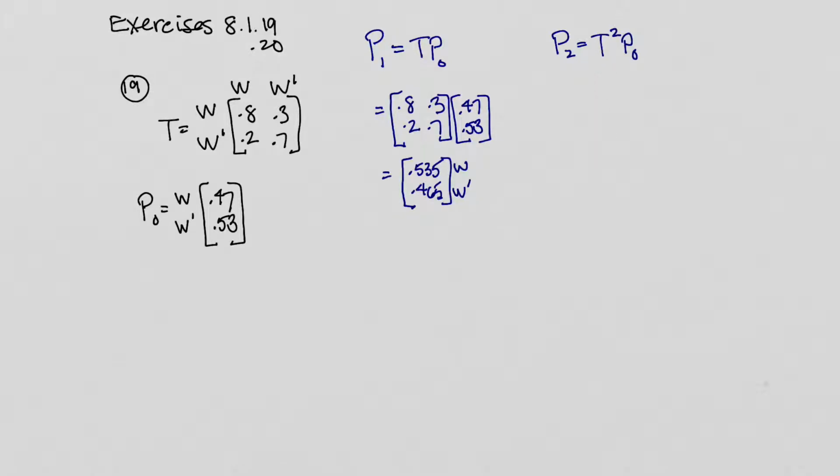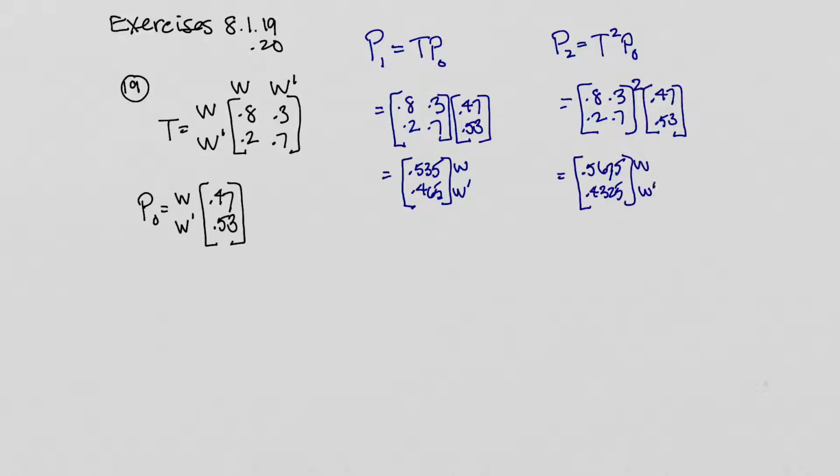So what we're going to have is P2 is going to be T squared. So we're going to take our transition matrix 0.8, 0.2, 0.3, 0.7. We're going to square this, and then we're going to multiply it by the current state, 0.47, 0.53. Now I used the Wolfram Alpha package to get this matrix. I got 0.5675 and 0.4325, but this would be working and not working.